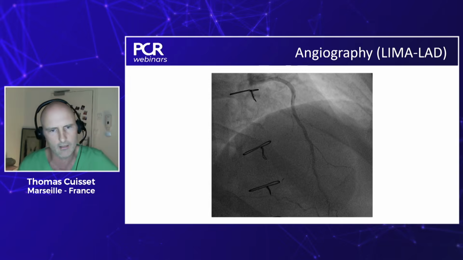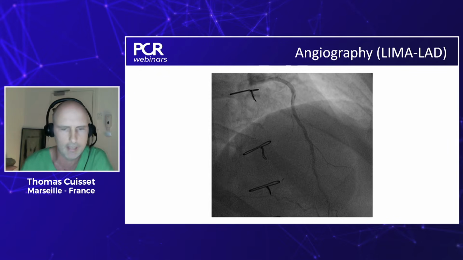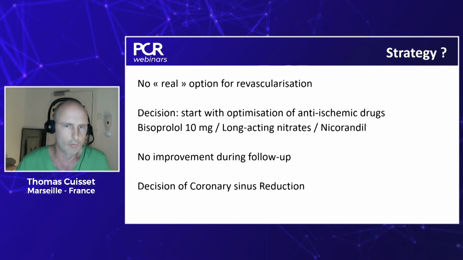And as you can see here, we had also collateral from the Lima LAD to the LCA. So we really had a patient that we consider as no real option for revascularization. I'm sure that many interventional cardiologists will say you can try to open that and that. That's fine, but we really consider that for this patient, if we want to stay reasonable, the first decision was to start by optimization of the anti-ischemic drugs. That was the first attempt.